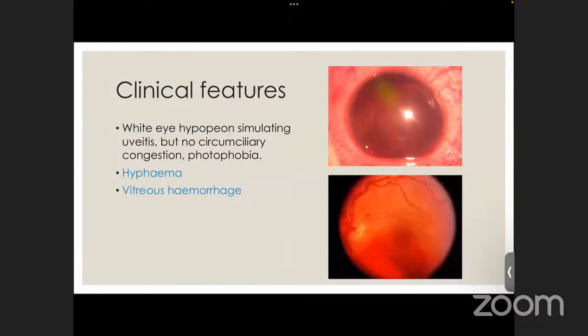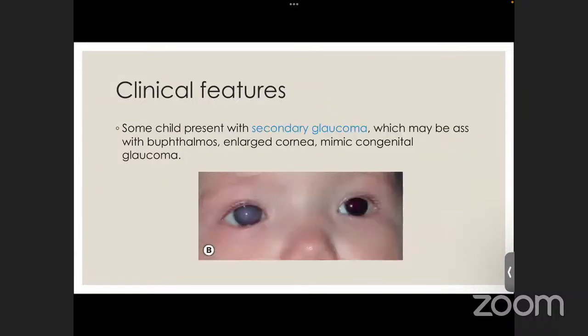Now, the patient can also present with hyphema, as you can see in the first picture, and vitreous hemorrhage, as you can see in the second picture. Along with the vitreous hemorrhage, you can also see the dilated retinal vessels. Some children present with secondary glaucoma, which may be associated with buphthalmos, an enlarged cornea, and this will mimic congenital glaucoma.